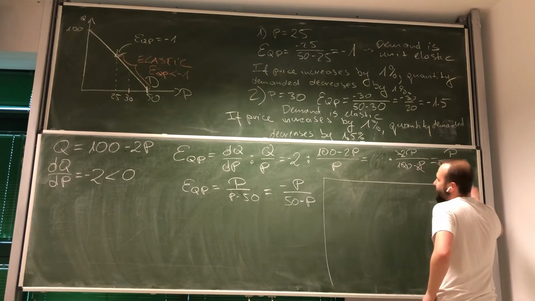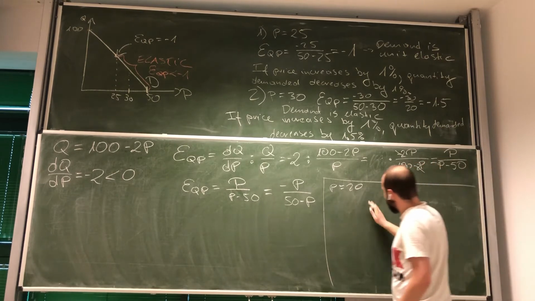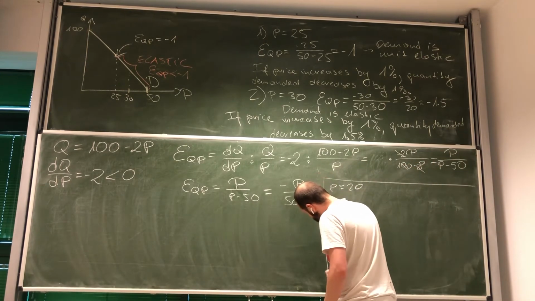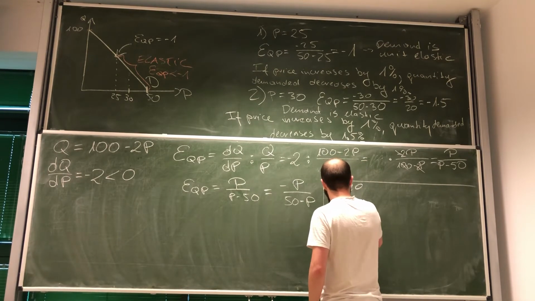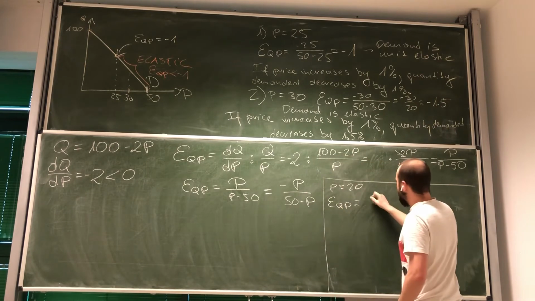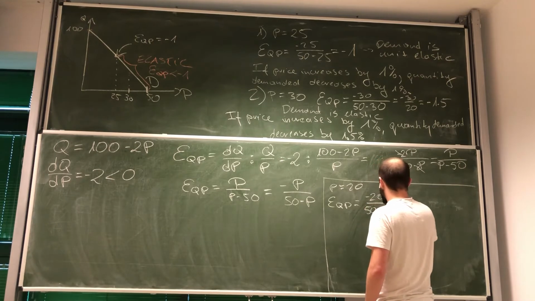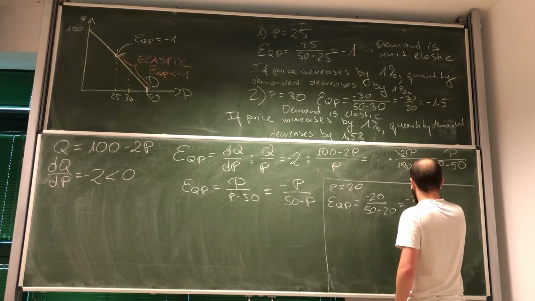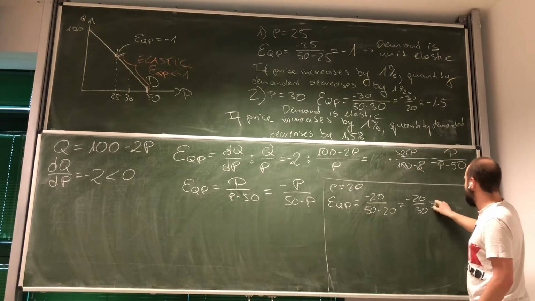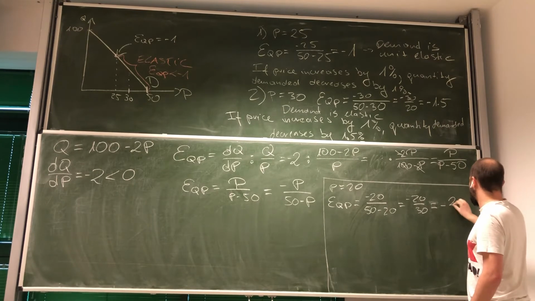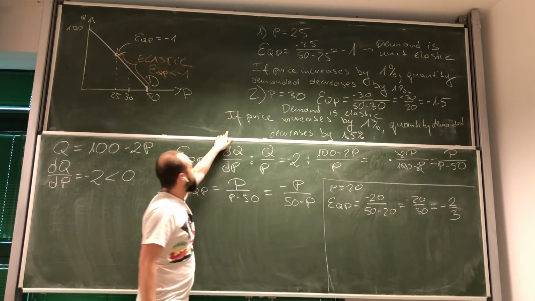Okay, so you probably know where I'm going with this in terms of the third case. So let's see what now happens if price happens to be 20. If price happens to be 20, then we use our formulation, and we get -20 over 50 minus 20. This is -20 over 30, which is equal to -2/3. So look, now we've got the last possible case.